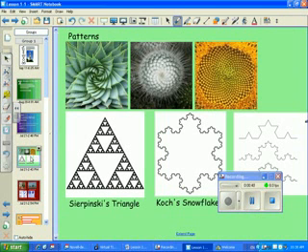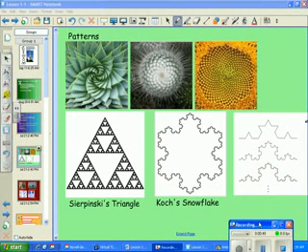Now the top three are different patterns that occur in nature. Notice these patterns are geometric patterns. And notice the shapes on the bottom are things you may recognize. They are known as fractals. They are also types of geometric patterns. We'll talk about Sierpinski's triangle in a little bit. But Koch's snowflake here is this kind of shape.